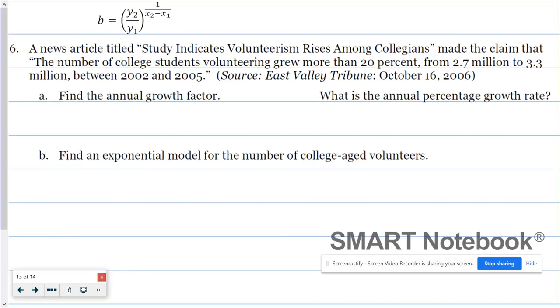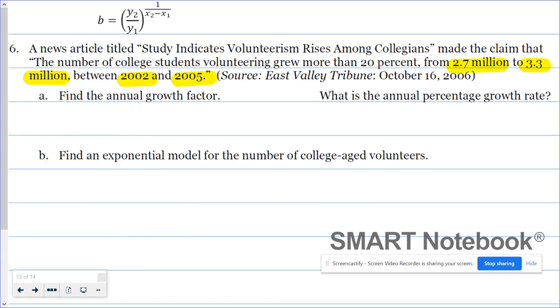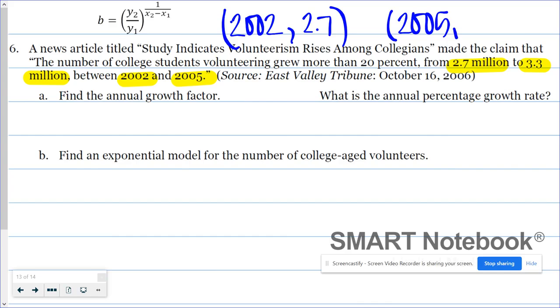A news article titled "Study Indicates Volunteerism Rises Among Collegians" made the claim that the number of college students volunteering grew more than 20%, from 2.7 million to 3.3 million between 2002 and 2005. In this problem, we are given data points. So we know in 2002, there were 2.7 million volunteers. And we know that in 2005, there were 3.3 million volunteers.